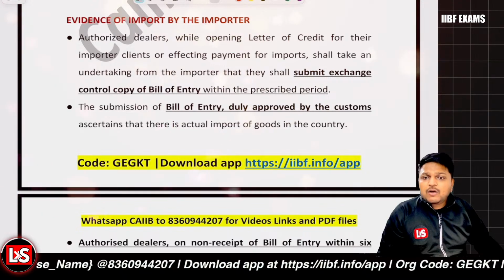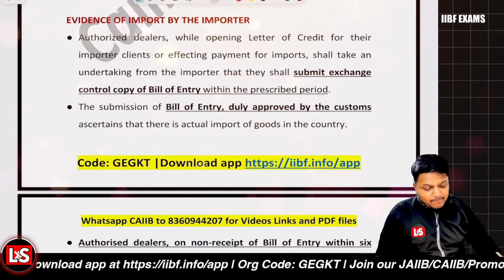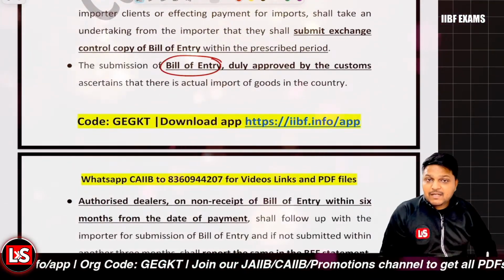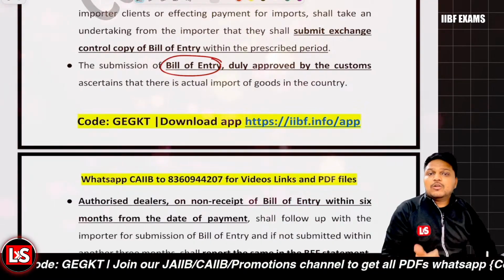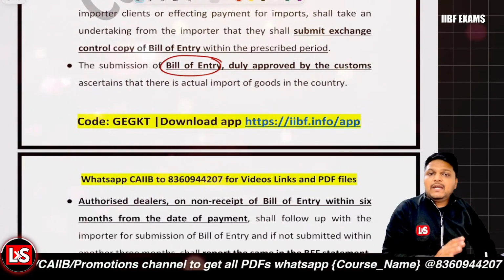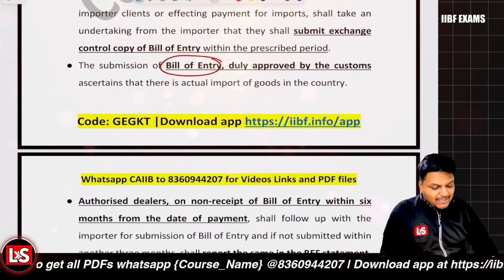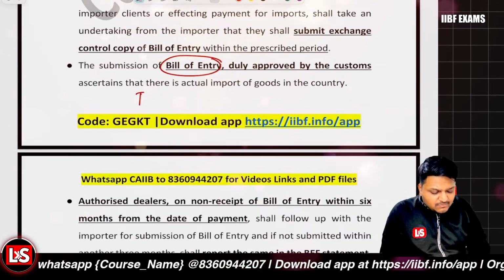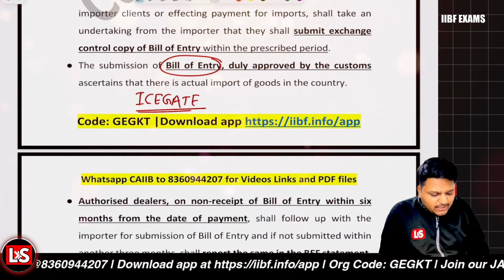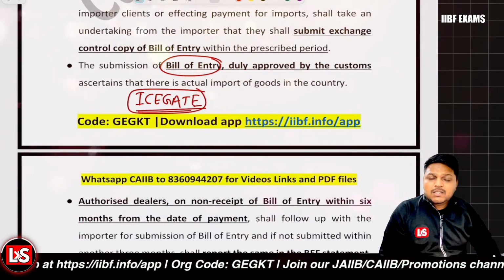It's the duty of the importer to submit a valid document like the bill of entry. That's the primary evidence. Bill of entry is the primary evidence, right? It's basically generated by the customs authorities. It indicates the clearance of goods in India, that your goods have come in India. And further, it must be electronically verified through ICEGATE. ICEGATE is basically customs software, right? The bill of entry should be verified through ICEGATE.